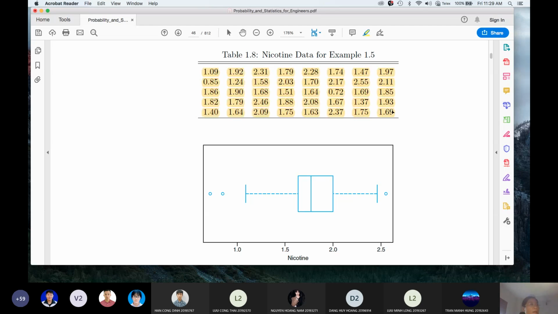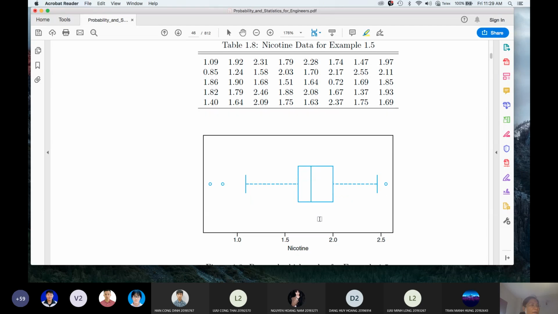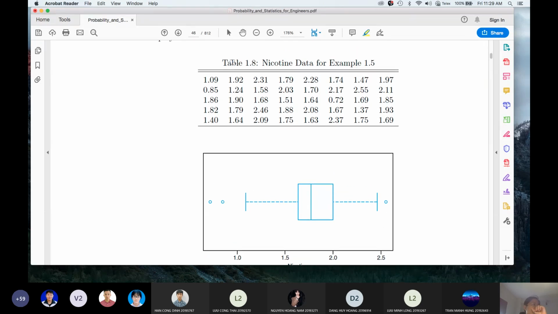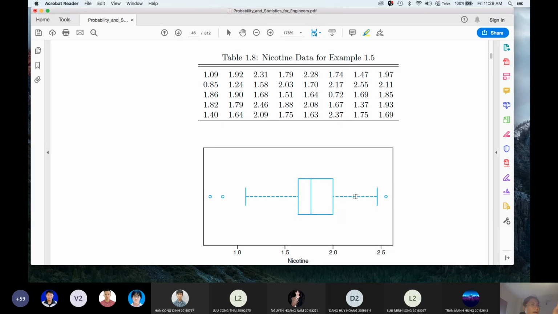Okay, there is the figure. Here's the nicotine data from example 1.5. Here's the data, and when we draw a box plot graph, what does the figure tell us? What is the meaning of the data here? Can you tell me when you see this figure? Do you know any information from this data? If you can tell me, please write on the chat box.